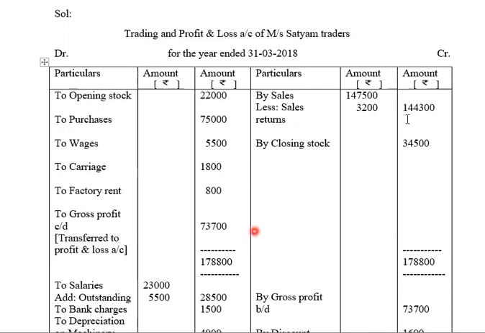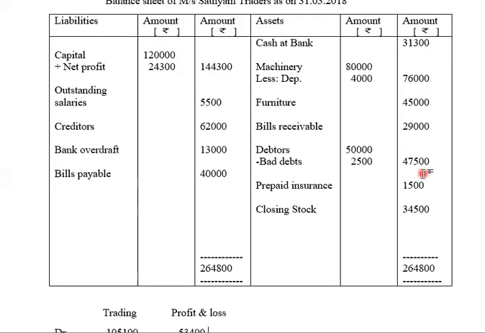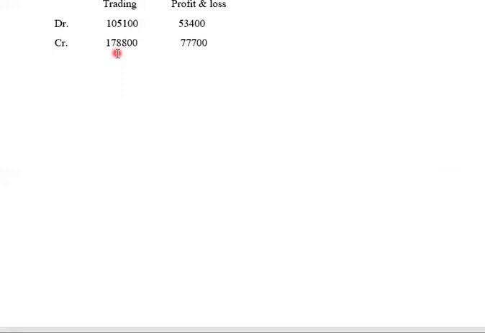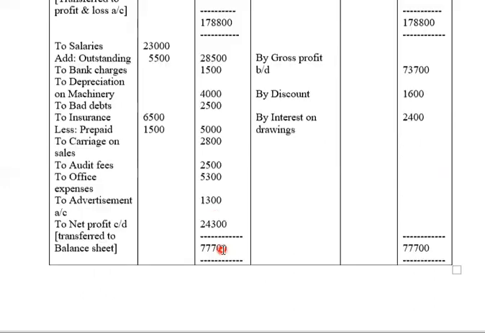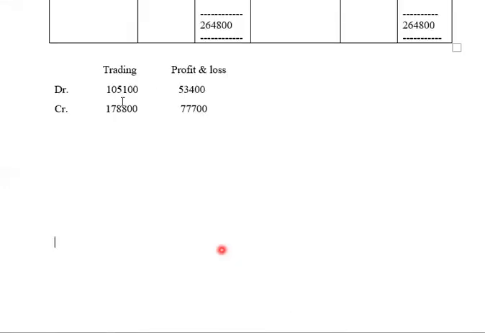The total on the credit side is 144 plus 140 plus 30, 170, 170 plus 4, 174, 178,800. The total on the credit side of the trading account is 1,78,800, which we'll be writing here. Then we'll be doing the total on the debit side of the trading account, which is 70 plus 20, 90, 90 plus 10, 1 lakh, 1 lakh plus 2,000, 1 lakh 2,000, 1 lakh 3,000, 1 lakh 4,600, 1 lakh 5,100. So 1 lakh 5,100 is the total on the debit side of the trading account, whereas 1 lakh 78,800 is the total on the credit side of the trading account.